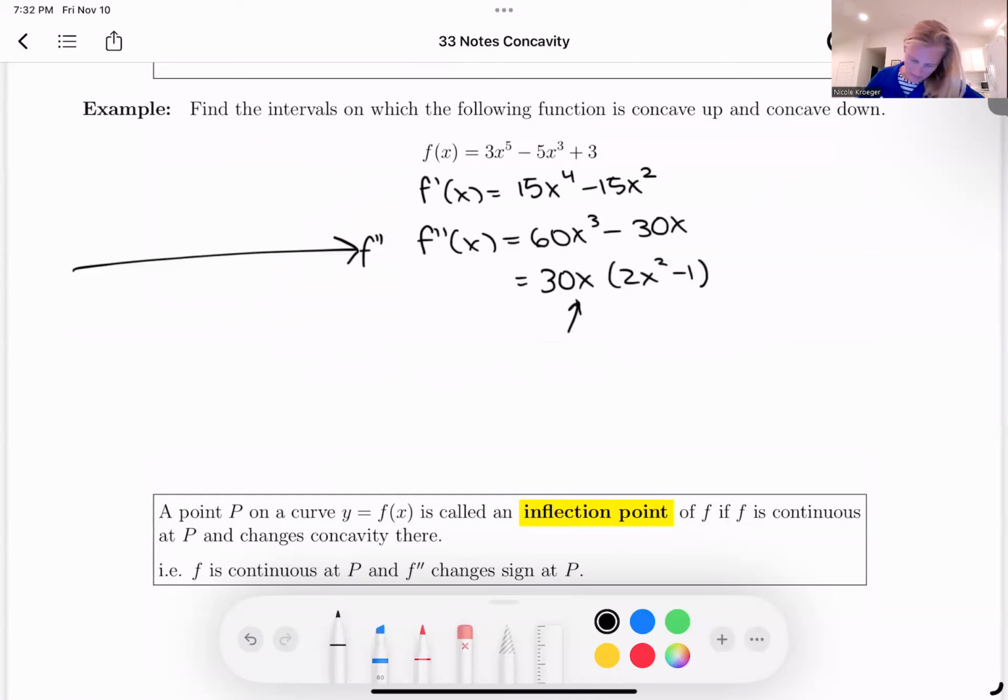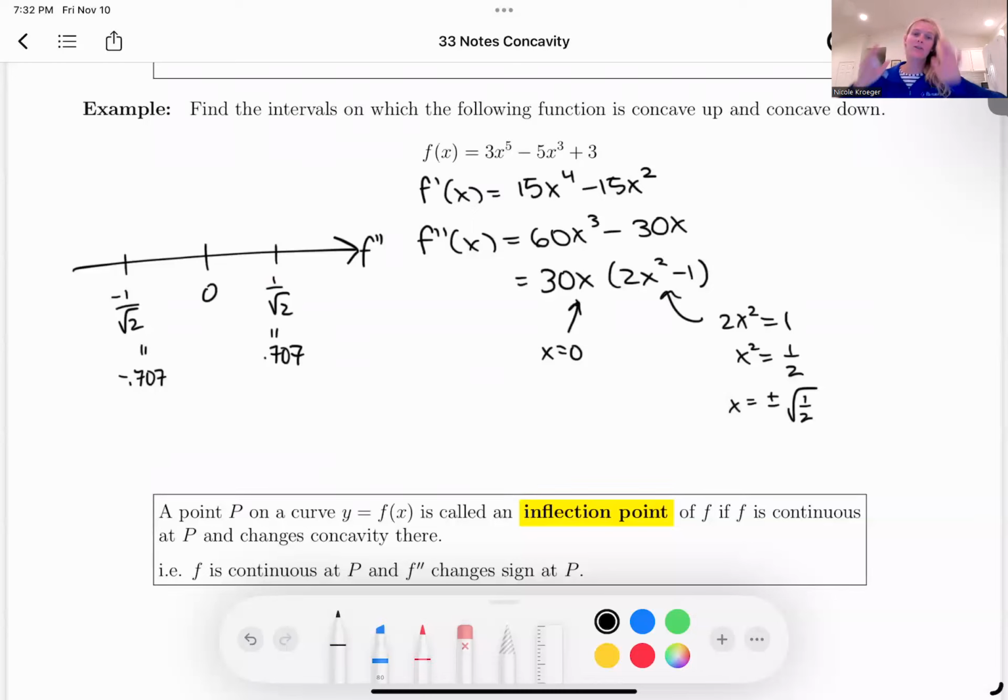This will be 0 when x is 0. So we get one place on our number line. This will also be 0 when 2x squared is 1, so when x squared is 1/2. If I take the square root of both sides, I get plus or minus root 1/2. So I have negative 1 over root 2 and positive 1 over root 2. These numbers are negative 0.707 and positive 0.707.